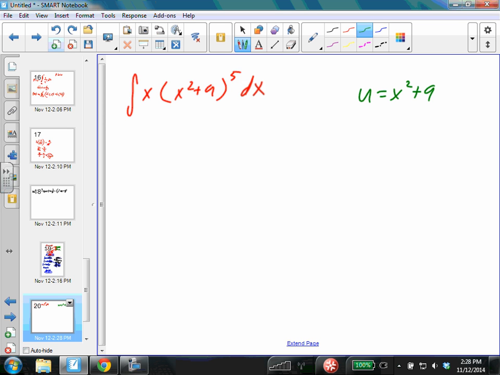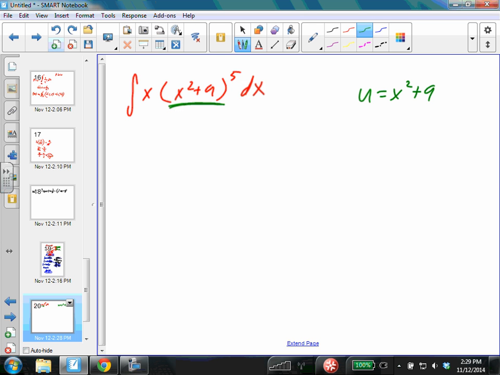There's a couple of different things you want to look for, okay? You want to look for something that's on the inside of something else, right? So since that x squared plus 9 is inside of the 5th power, that's a good indicator for you that you want to use it. But you also want, because of the chain rule, you always multiply by the derivative of the inside, right? So you also should see outside of that piece right here the derivative of the inside.